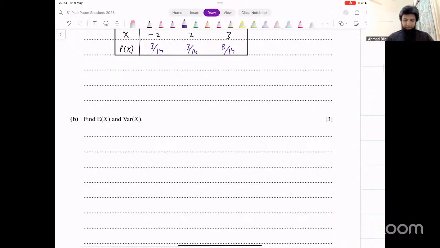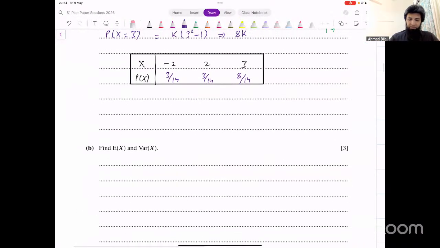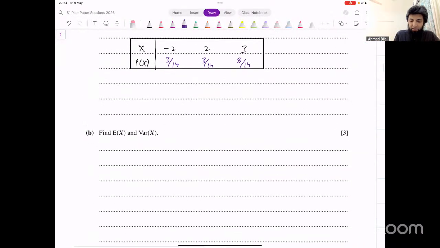The next part says find the expected value and variance. That's fairly straightforward. All you have to do is just add a couple of rows to the data. You can add another row that says x times p. What would that be? -2 into 3 over 14. That's going to be -6 over 14, and then 6 over 14, and 24 over 14. Add them all up together. You'll get sigma xp from that. You can see what that turns out to be.